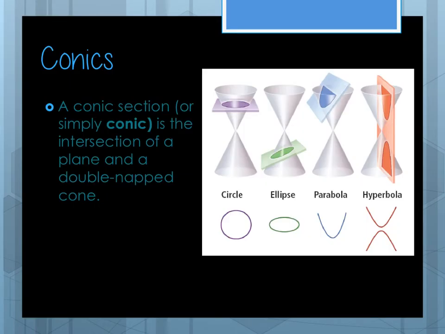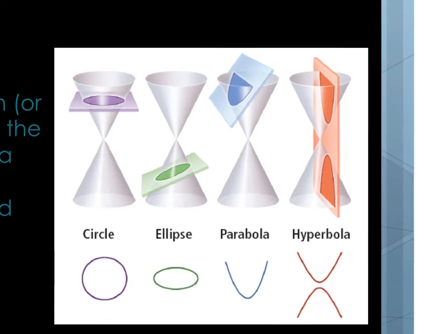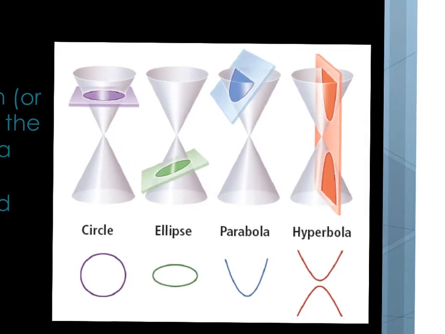A conic section, which we simply call a conic, is an intersection of a plane and a double-napped cone. So the double-napped cone is what you see on the right there. It almost looks like an hourglass shape. It would be two cones turned with their nose put together. Okay, and each of these different kinds of conics is the result of a plane intersecting with that double-napped cone.